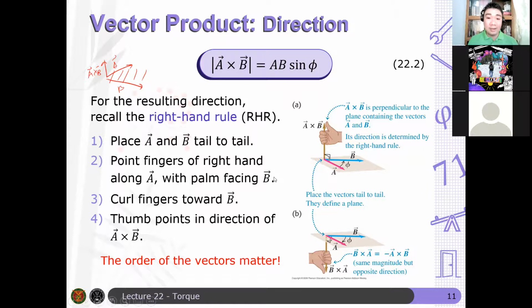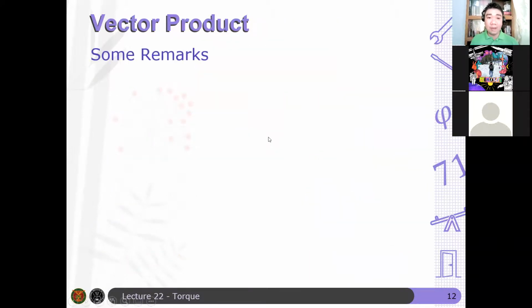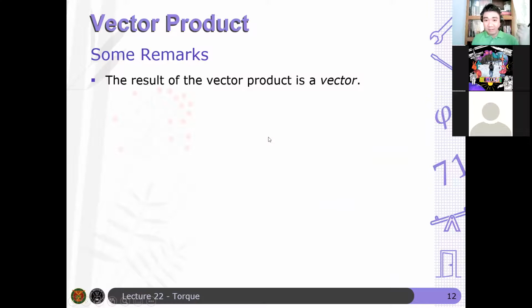Okay? Sige. Now, some remarks. Again, huwag kakalimutan, the result of A cross B, or the vector product, is a vector, not a scalar. Pero dun sa second definition, inuna muna natin hanapin yung magnitude niya. Okay? But the direction, of course, can be obtained using the right hand.